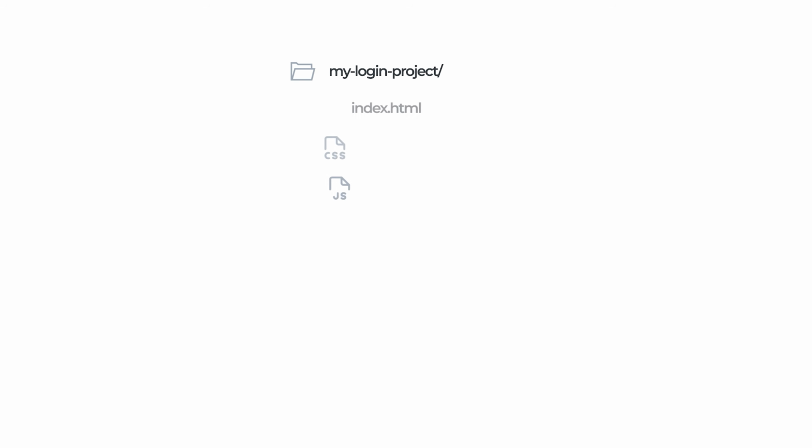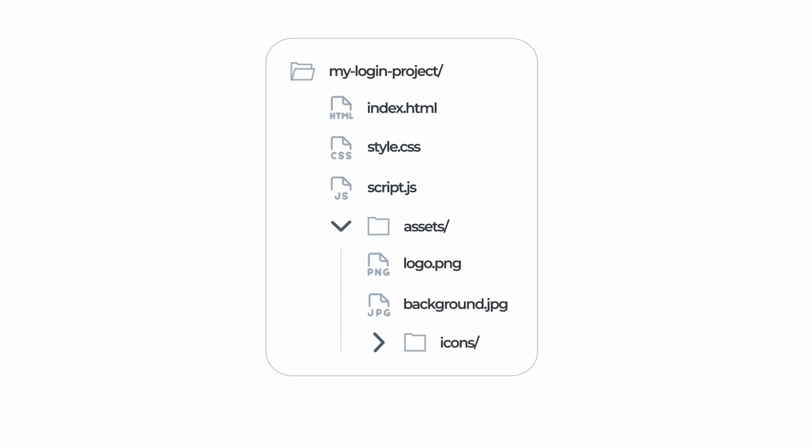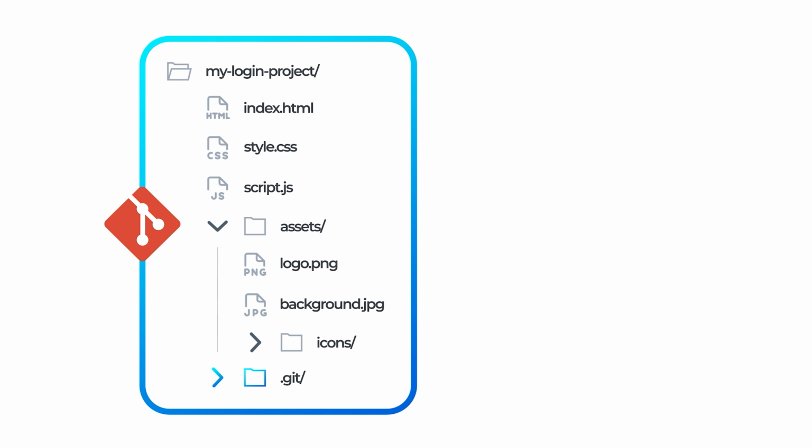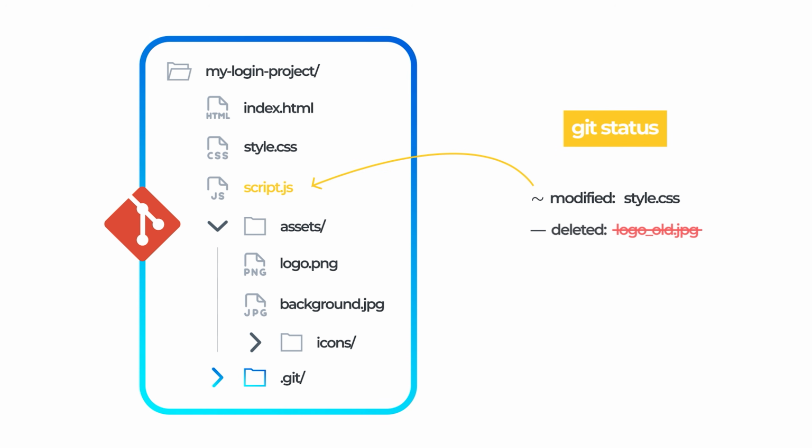First, we need to initialize our project as a Git repository. That's done using git init. Git will now keep track of all the changes you make. To check what Git sees, we use git status. It tells you what has been changed, deleted, or added.